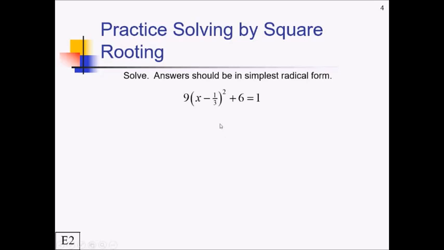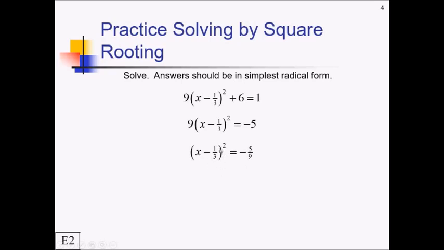So the process of solving by square rooting can actually be used in this situation as well, where you have x inside a squared parentheses. Pause the video and see if you can use square rooting to get to the bottom of this one. All right, now just like before, we need to isolate the squared thing. In this case, we need to subtract 6 and then divide by 9, so that's a negative 5/9 on the right side. And now that we have the squared thing by itself, we can square root both sides.